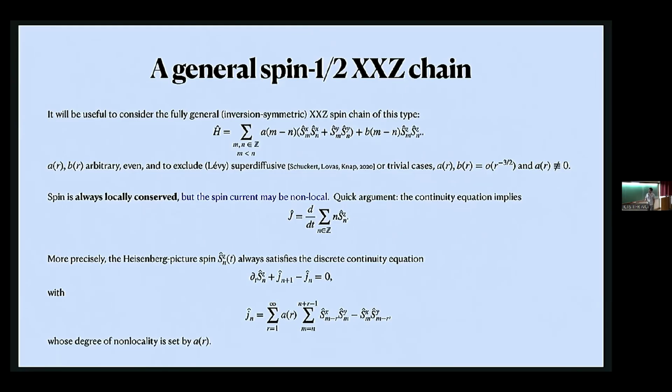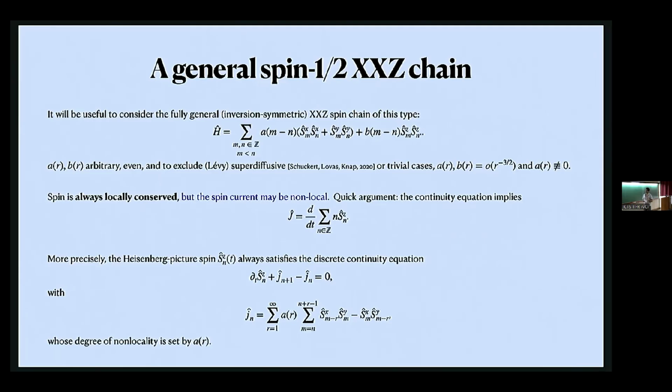So to set this up, it's simplest to think of actually the whole class of spin chains. So this is an arbitrary inversion symmetric XXZ chain with long-range interactions. The only caveat, for Alvise's question yesterday, is I want to explicitly exclude superdiffusion. And so it turns out that decaying faster than 3/2 with the distance is sufficient to do that. I'll explain a little bit more why in a second.